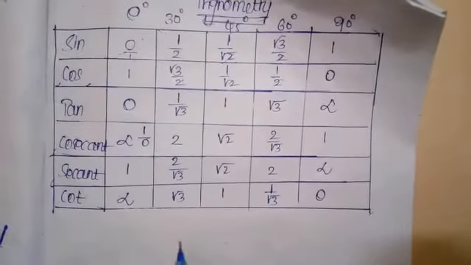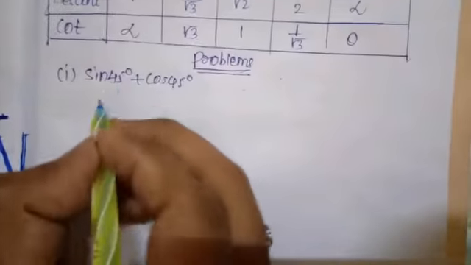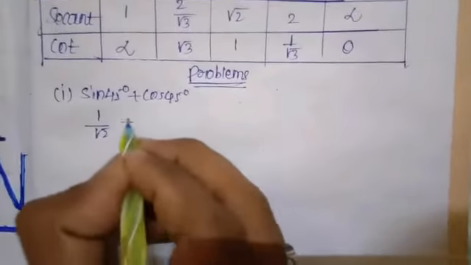First, sine 45 degrees plus cos 45. What is sine 45? Sine 45 you will get 1 by root 2, plus cos 45.